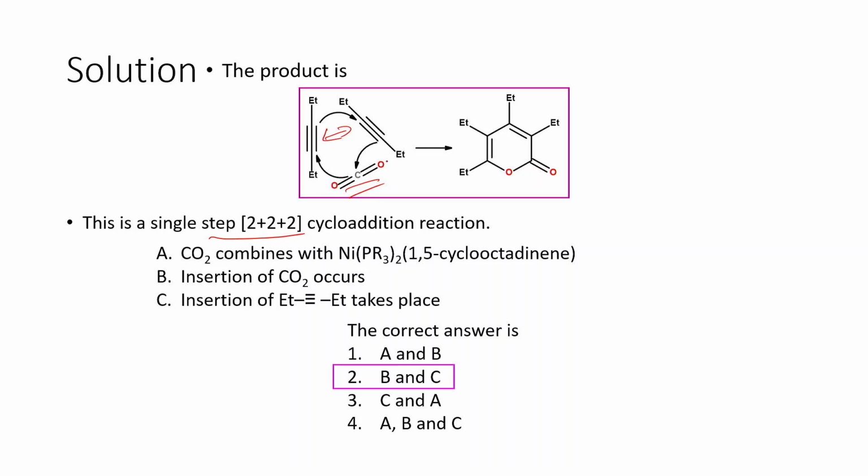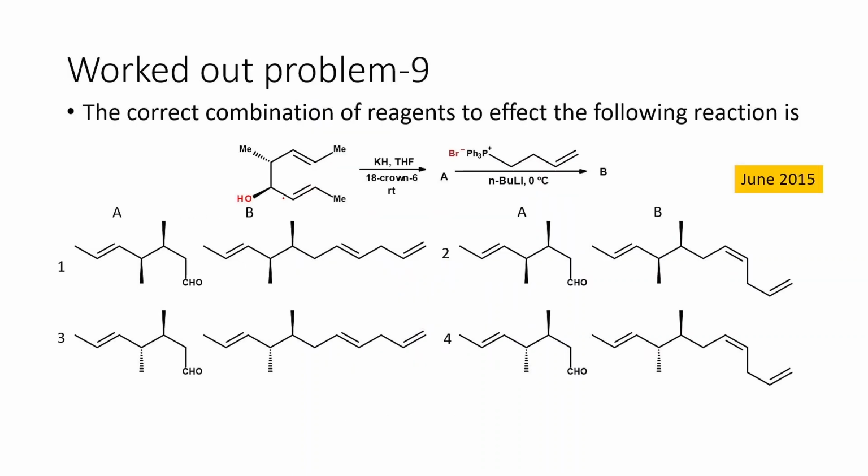Here the insertion of the carbon dioxide unit takes place, and the insertion happens between the alkyne units. So B and C are the correct options, which leads to the final product as shown here. So this is how we can easily figure it out in this particular reaction. The crucial step is the 2+2+2 cycloaddition. Let us move on to the next problem.